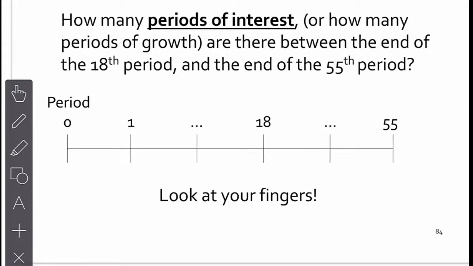How many periods of interest between 18 and 55? Assuming there's a set rate of interest that doesn't change. Or even if it changes, how many periods of interest between 18 and 55? But nobody knows. All right. So it's not that straightforward.